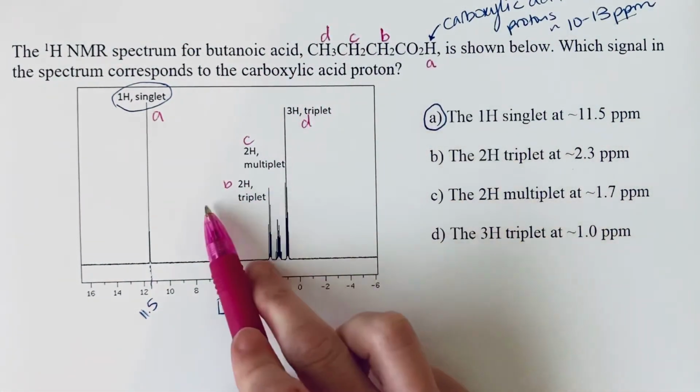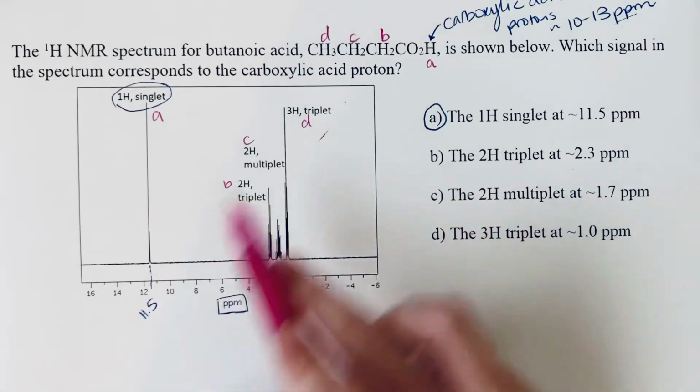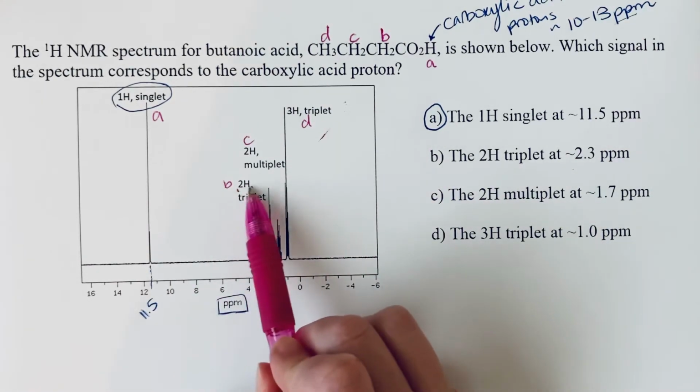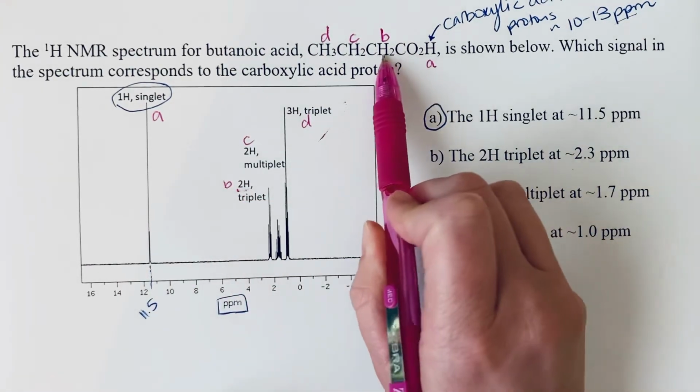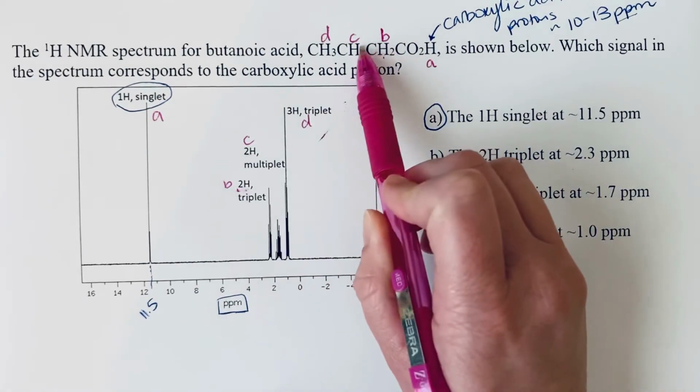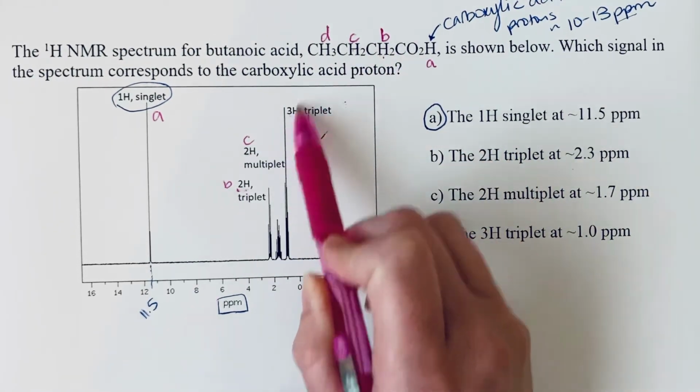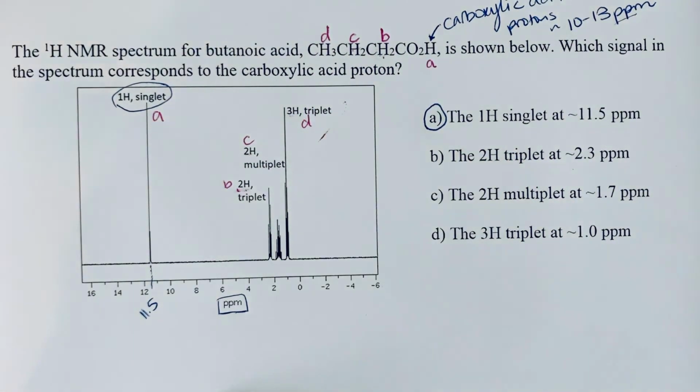And once we learn how to analyze everything about this, it will also make sense. We can see that 2 hydrogens because there's 2 hydrogens. 2 hydrogens because, again, there's 2 hydrogens. 3 hydrogens because there's 3 hydrogens on that methyl group.